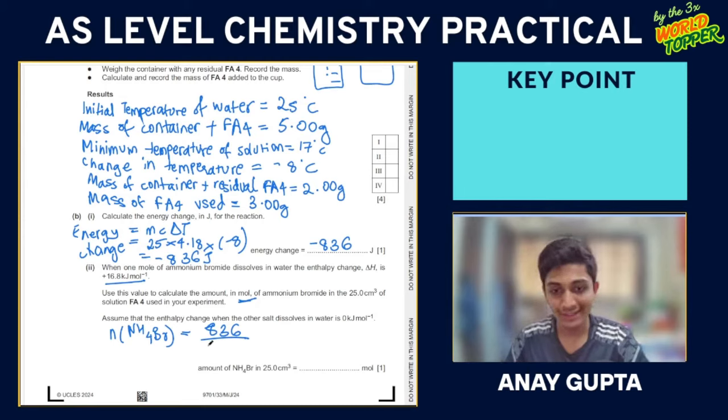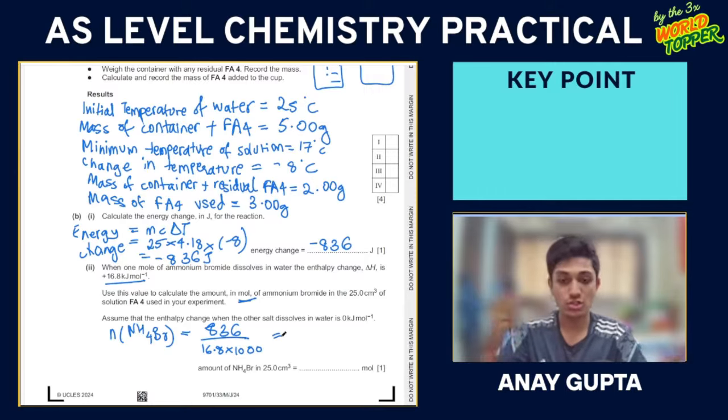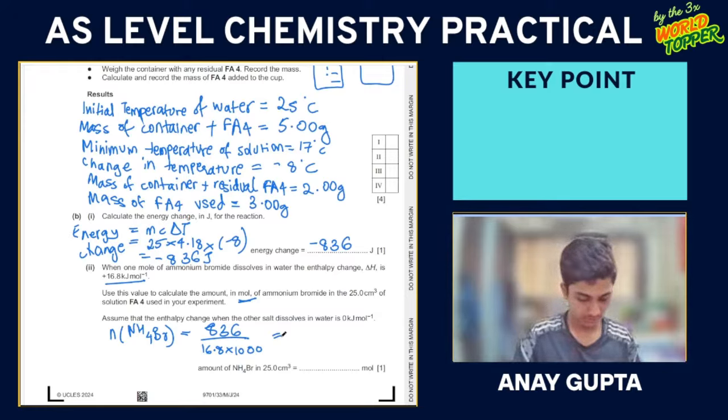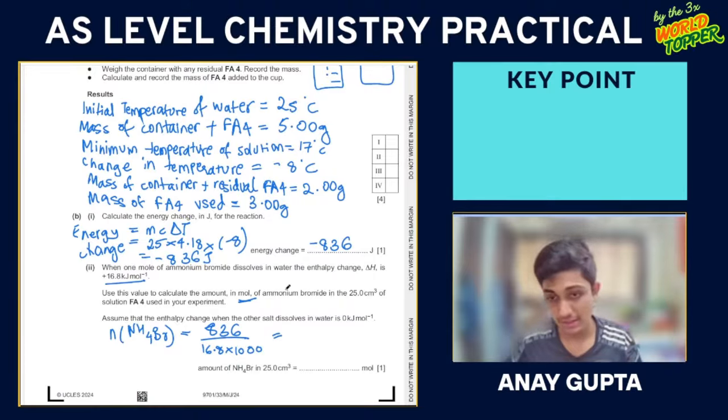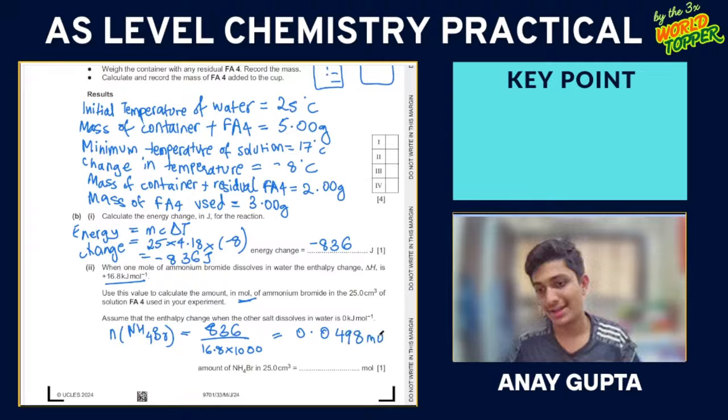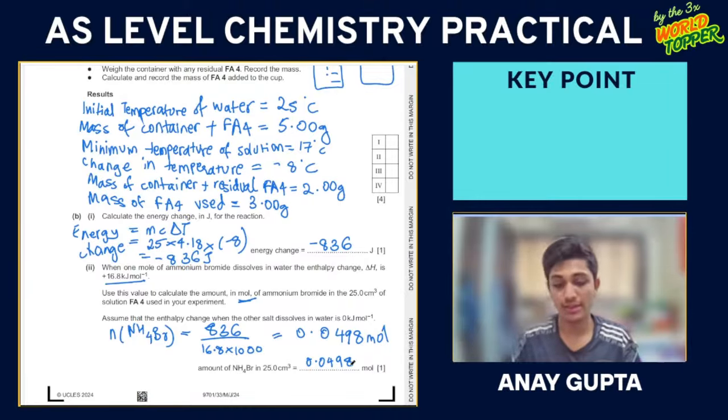836 upon, this is kilojoules, so I need to convert this into joules. So I say 16.8 times 1000. Okay. So here 836 upon 16.8 into 1000, that gives me 0.0498 moles. Correct to three significant figures. 0.0498.